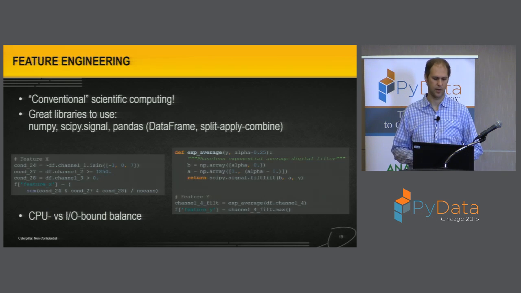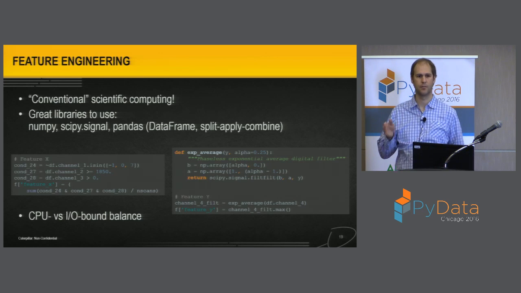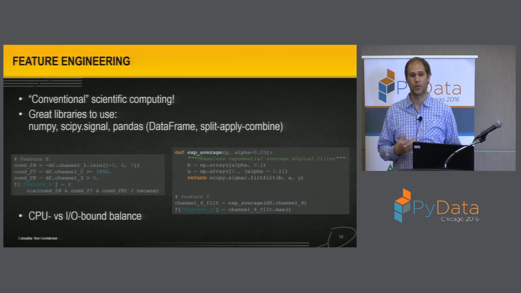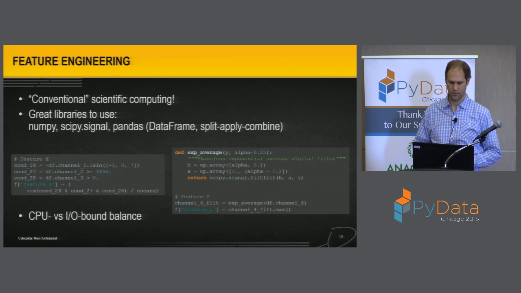I have an example of that here. Or do event detection, where we're actually looking through the data to find maybe when something happened, like a gear shift. So there are great libraries for this. We use NumPy, SciPy, especially the signal processing module. And then Pandas makes the things that are Boolean related very easy for doing split, apply, combine type of workflows.